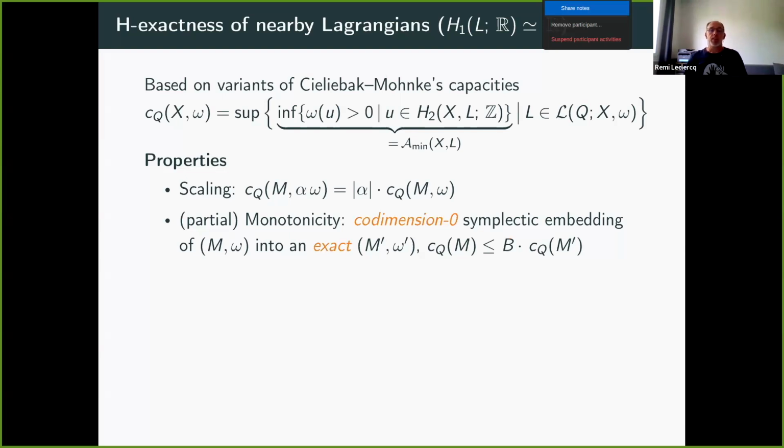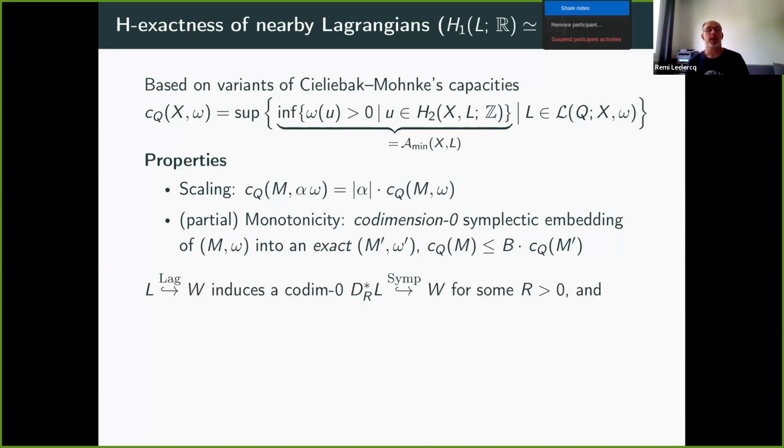More annoying, it doesn't work for any symplectic embedding, but it makes sense. It works only for codimension 0 symplectic embeddings, but obviously we want to compare Lagrangians in M and Lagrangians in M prime. So if the dimension goes up, what do you want to say, right? So this makes complete sense, and it will still be enough. And also, at least the version I'm presenting now will work if M prime is exact. Yeah. So okay, let's work with this.